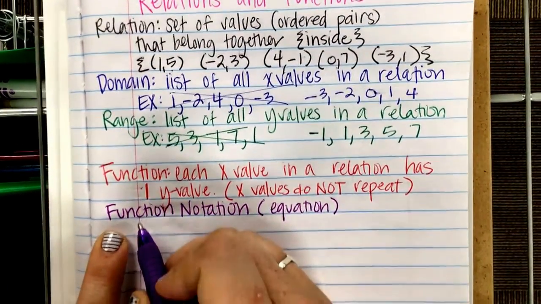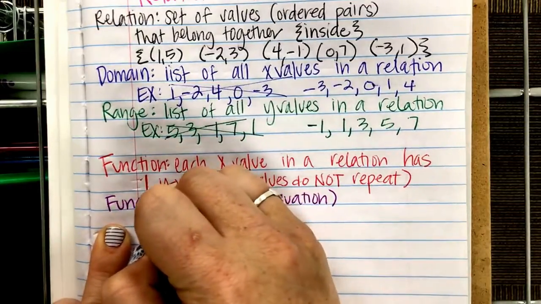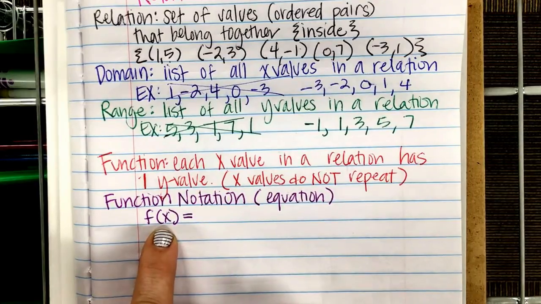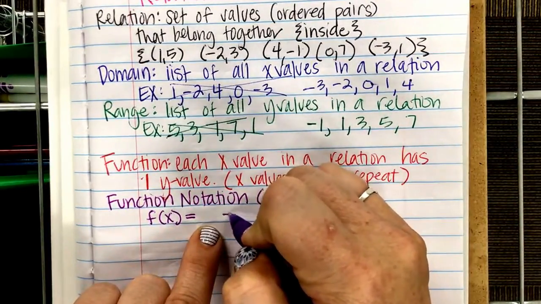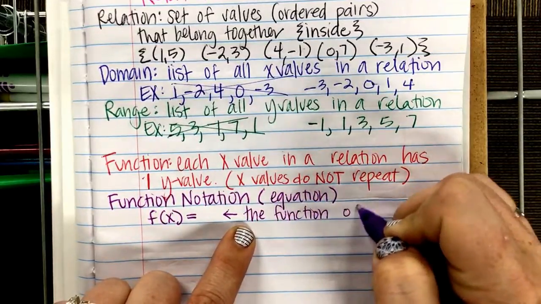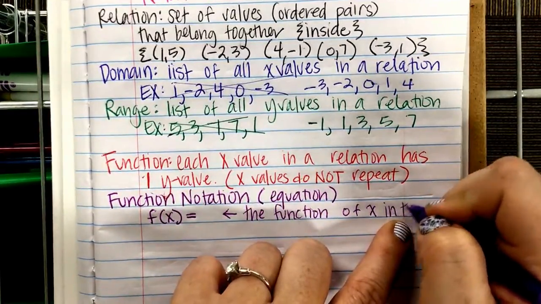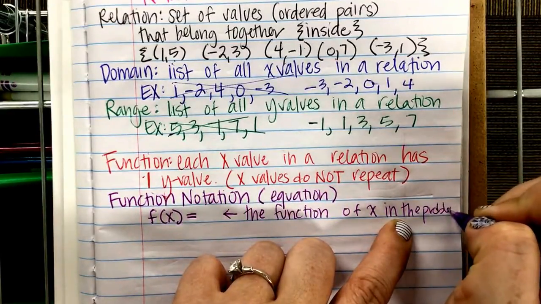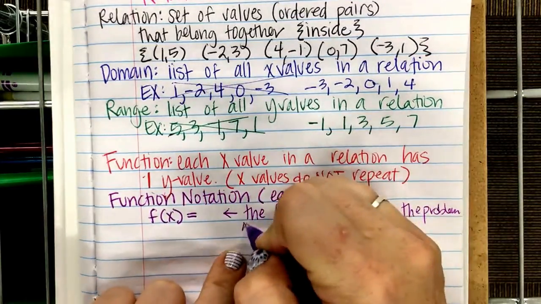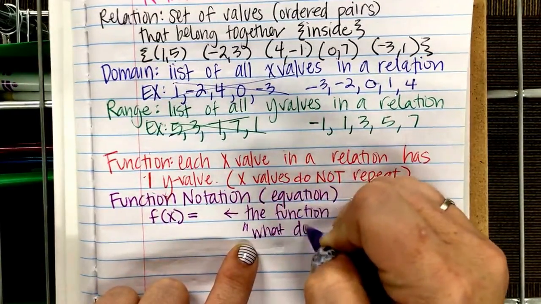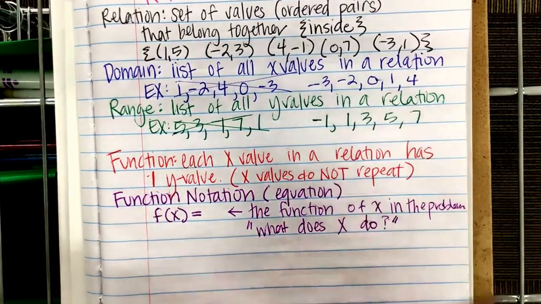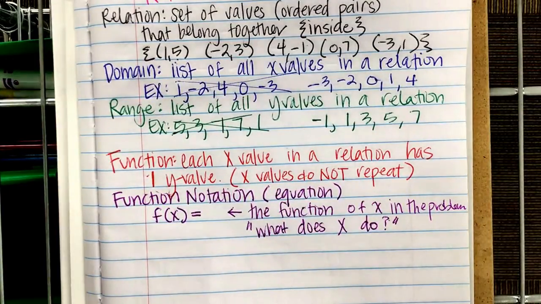But function notation, an equation, is written f of x equals. This is function notation. It means the function of x in the problem. What does x do? The function of x. What does x do? What does it make happen?